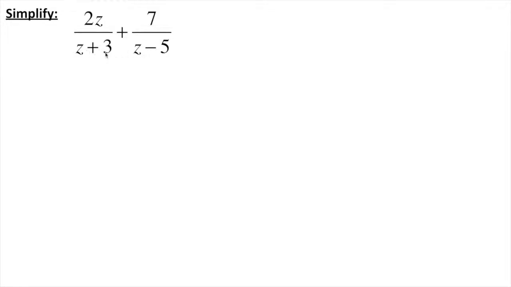Well, I've got a z plus 3 here and a z minus 5 here. They don't really share much in common there. The least common denominator, when we don't know any common factors here or anything, what we're basically going to do is multiply these two together. So the least common denominator in this case would be z plus 3 times z minus 5.